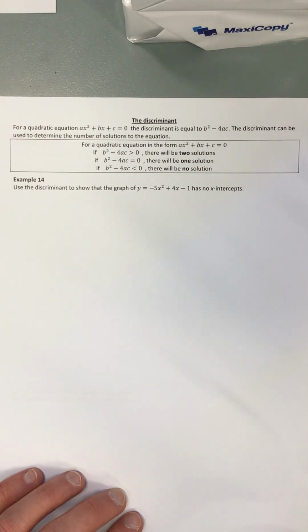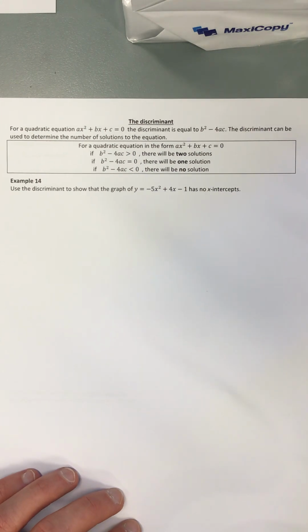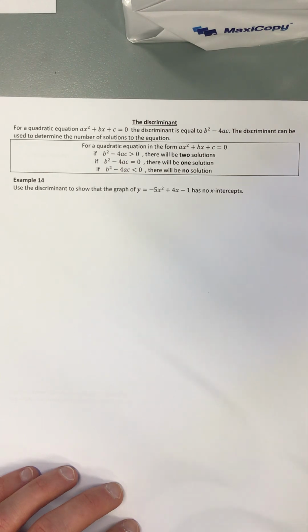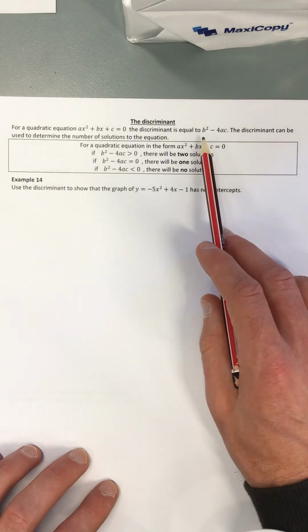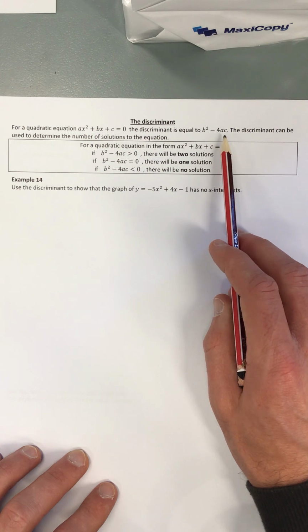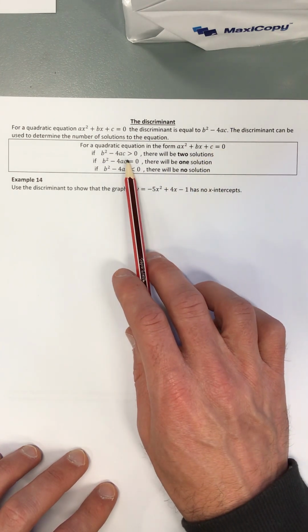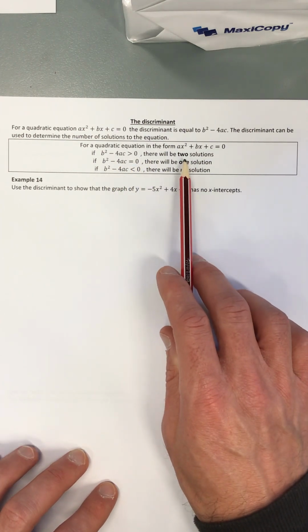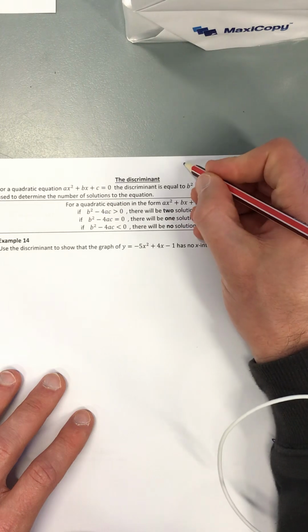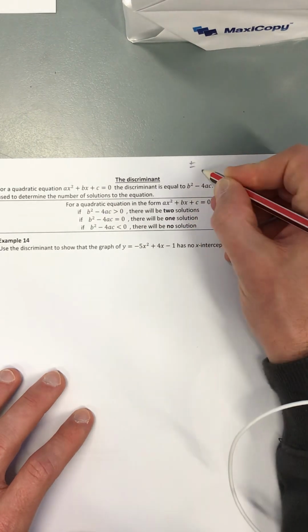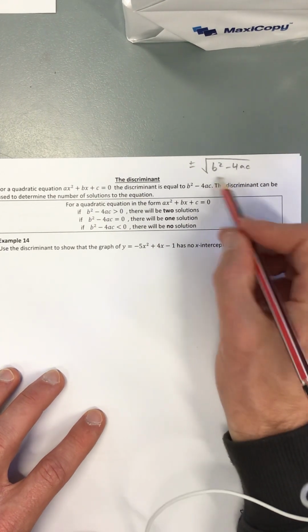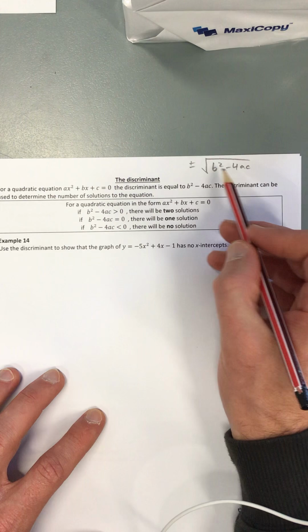When you think about a square root, we know that we can take the square root of a positive number. We can also take the square root of 0, but we can't take the square root of a negative number. So if the discriminant, which is equal to b squared minus 4ac, is greater than 0, there'll be two solutions, because in the quadratic formula we have plus or minus the square root of b squared minus 4ac. If that is a positive number, then we're adding that number and subtracting it, so it gives us two separate answers.